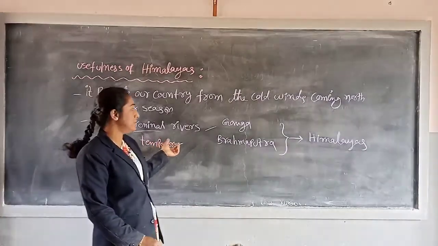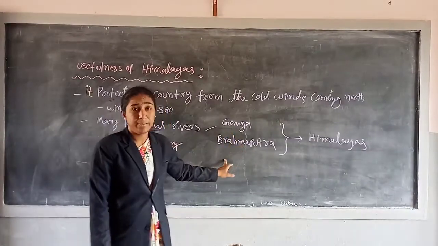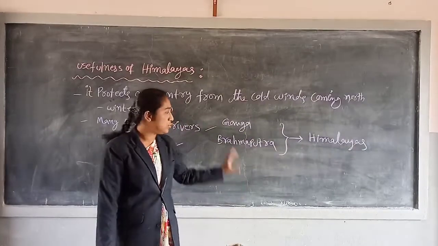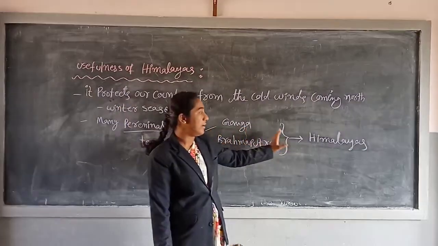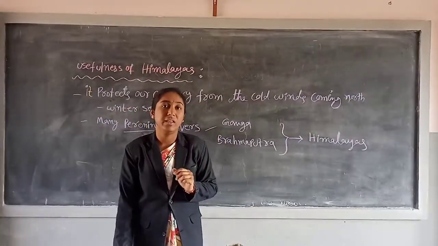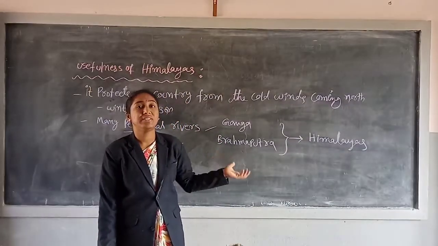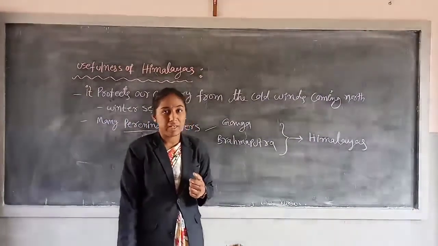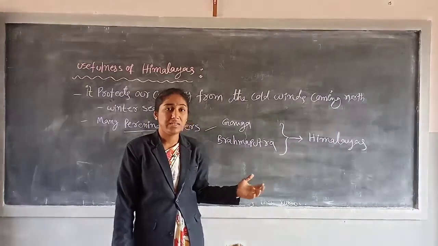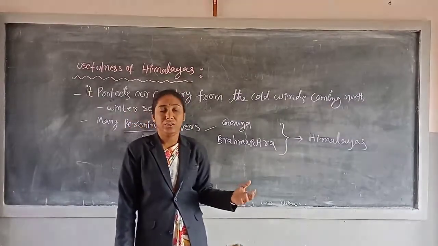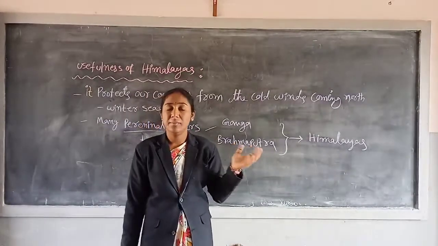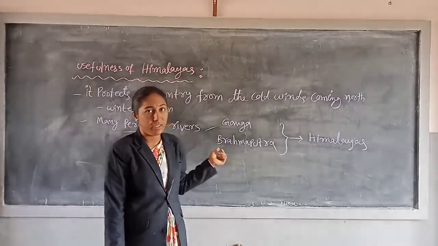Many temporary rivers such as the Ganga, the Brahmaputra rise in the Himalayas. These two rivers rise in the Himalayas only. And many wild animals are living in the Himalayas and many forests are growing in the Himalayas. And many hill stations are found in the Himalayas like tourist places. Okay now, so like this Himalayas are very helpful to our country.